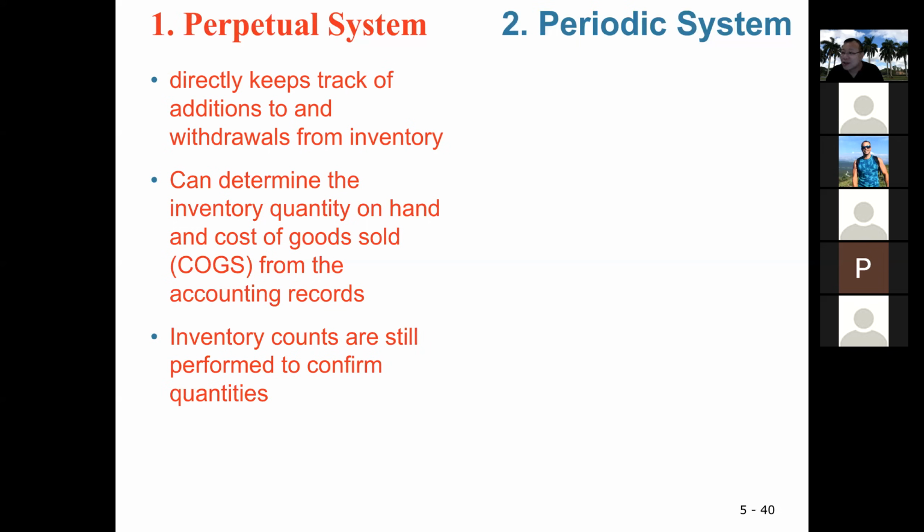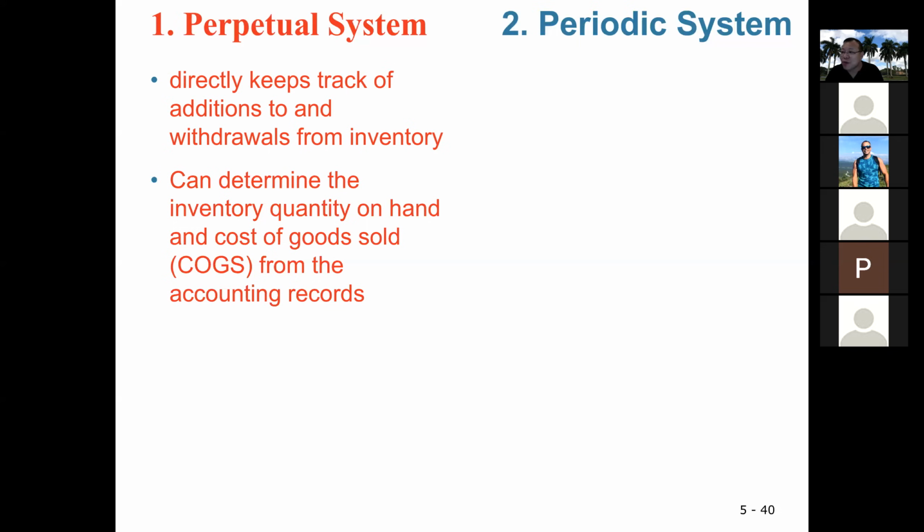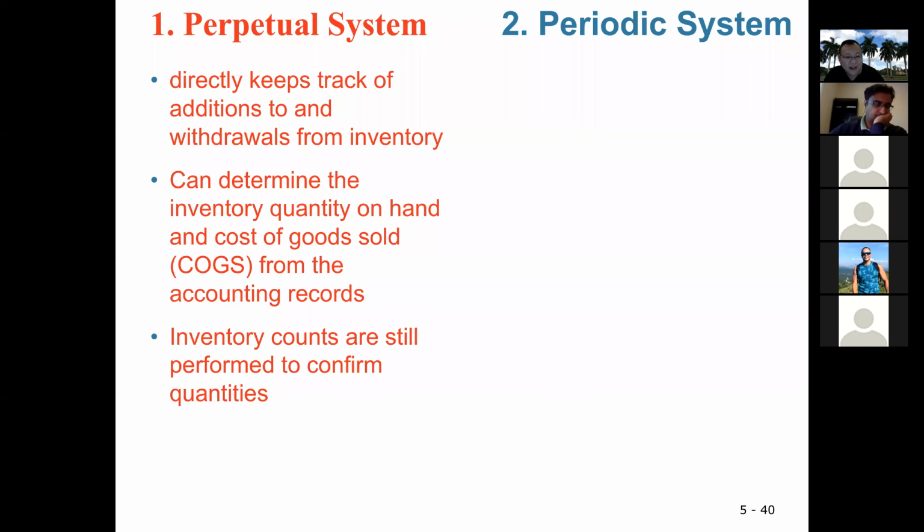And then the question is, do you need to perform an inventory count at year end? Yes, you need to perform inventory counts at the end because you need to confirm the quantity reported against the actual quantity that is available in stock. Yeah, exactly. You still need to perform an inventory count to confirm the quantities.